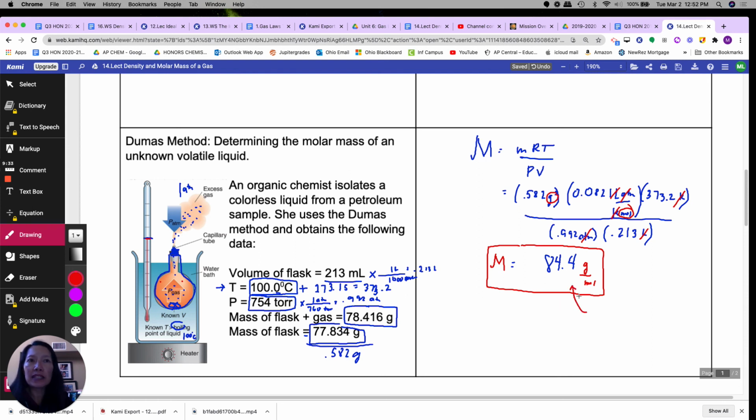By obtaining the molar mass of a gas, you can get the identity of the gas. So that's why it's very useful to get the molar mass of a gas.